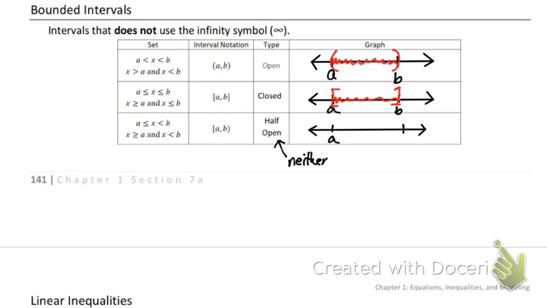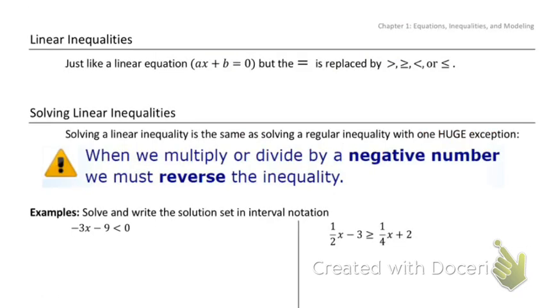And that is, once again, we're somewhere between A and B. However, this time we have an equal sign that matches up with the A and no equal sign that matches up with the B. So on the A side, we should have a bracket. On the B side, we should have a parenthesis, and we connect it like that. And obviously, B could be closed and A could be open. All right, so that is bounded and unbounded intervals.